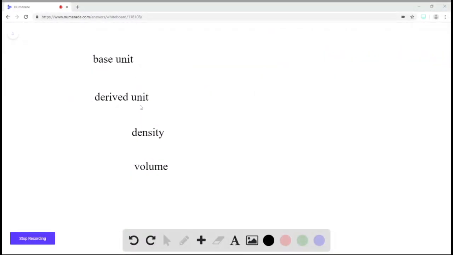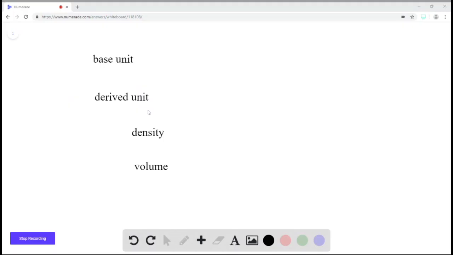So this question wants you to compare a base unit and a derived unit, and then list the derived units that are commonly used for both density and volume. So essentially, a base unit is defined as a unit in a system of measurement that is based on an object or event in the physical world.